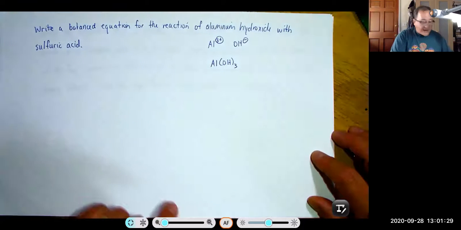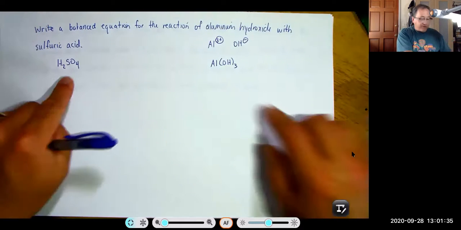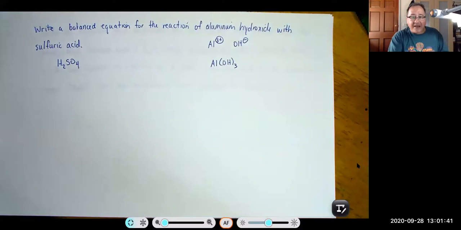What's the formula for sulfuric acid? Well, that one you need to memorize, H2SO4. So here are the 2 things that you are mixing together. Don't worry about the states. I want you to write out a balanced acid-base reaction. And when you're done, give me a thumbs up. Or if you get stuck, give me a thumbs down.